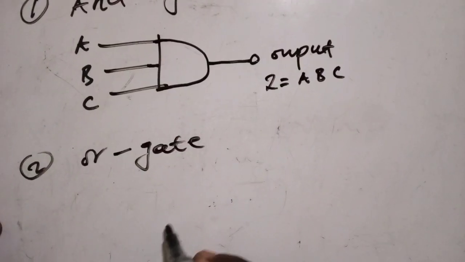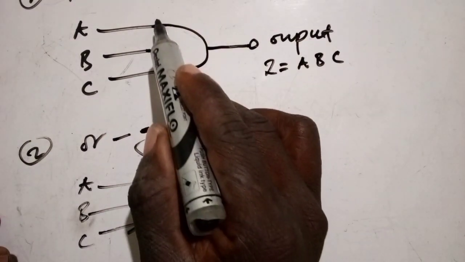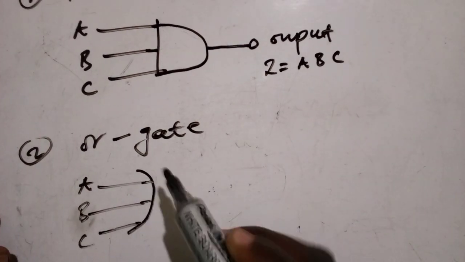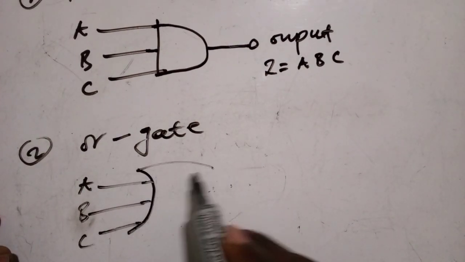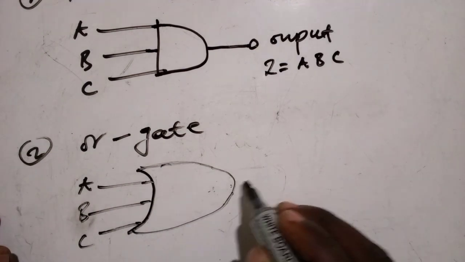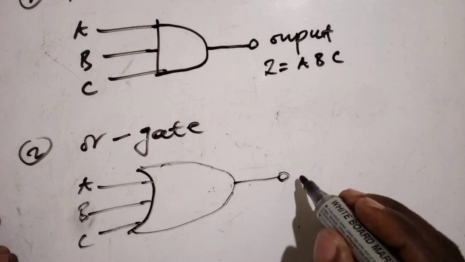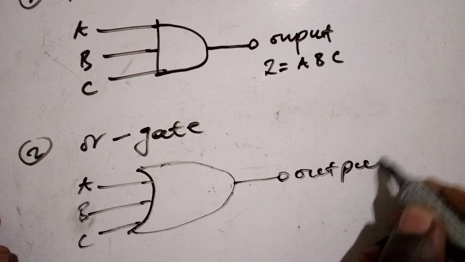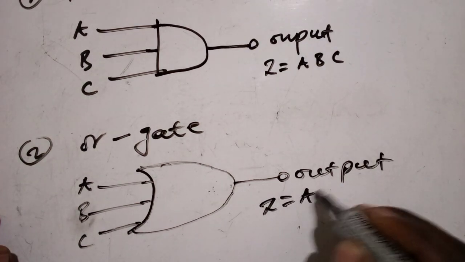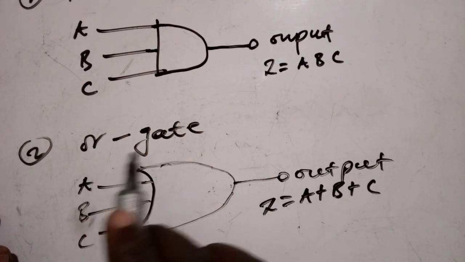OR gate, it is drawn as if you have three inputs, A, B, C. It is like the previous one, but this one has a straight edge at the input. That's how to differentiate this logic gate. Then the output is going to be Z equals A plus B plus C, because this is the OR gate.